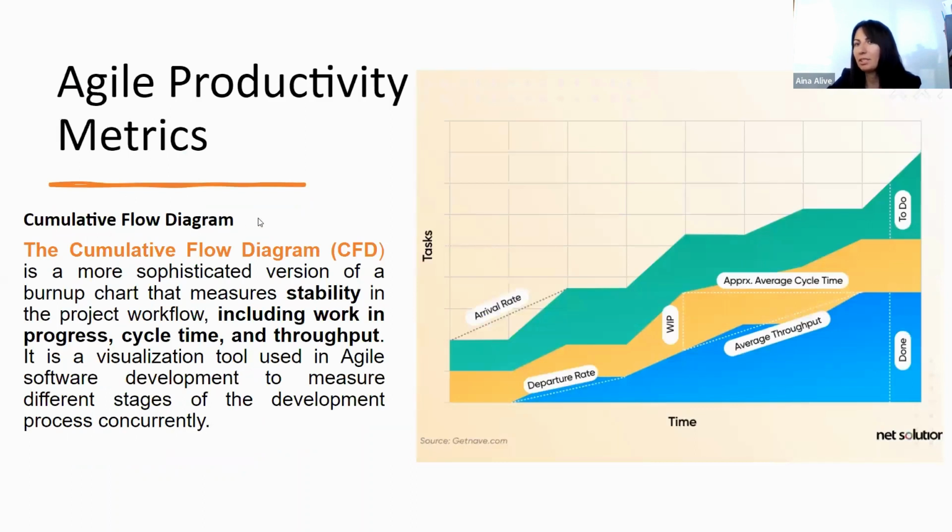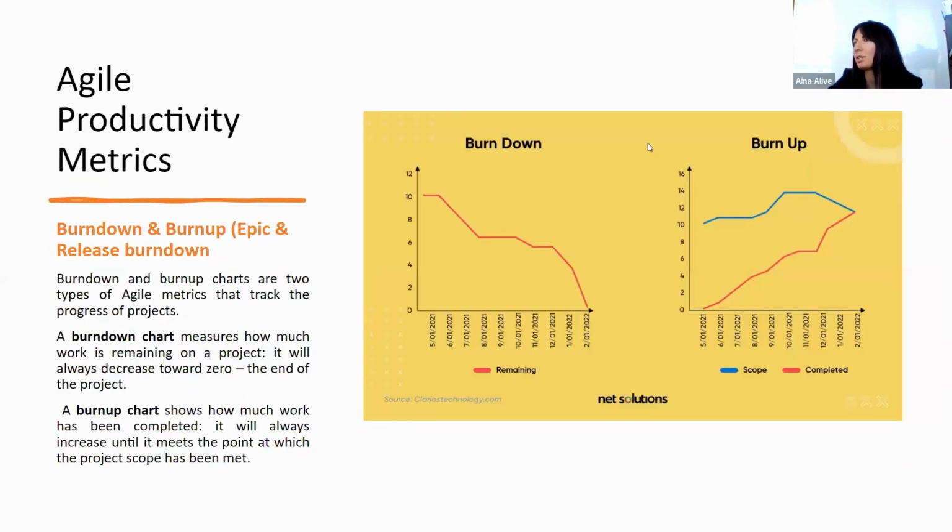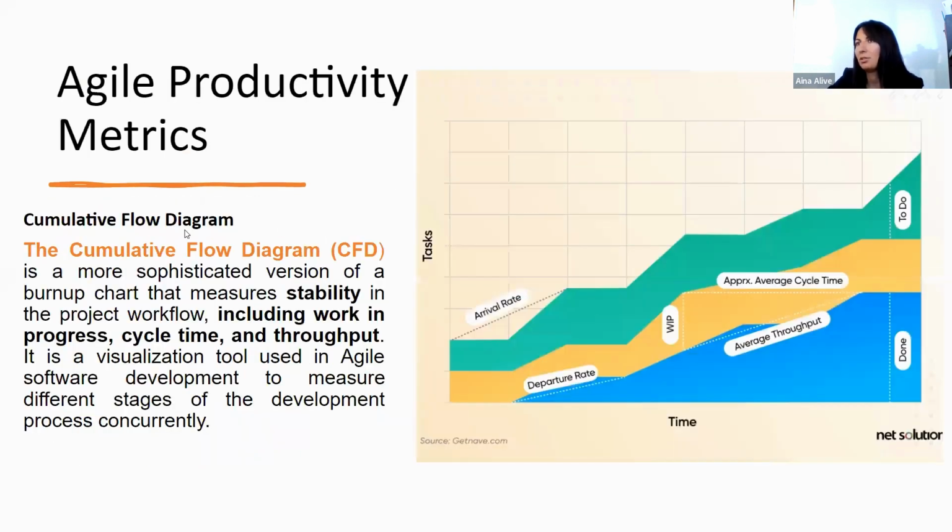And the final metric we wanted to show is the cumulative flow diagram, which is a bit more sophisticated version of burn down and burn up. So if you are new to Agile and new to the metrics, I would recommend to start with these two first. Then when you get used to it a little bit, you can move on to cumulative flow diagram, which gives you a bigger picture on the stability of your project workflow, on your work in progress, cycle time, throughput. So you see work in progress here on the yellow side, approximate average cycle time, average throughput, what is done, what is to do.